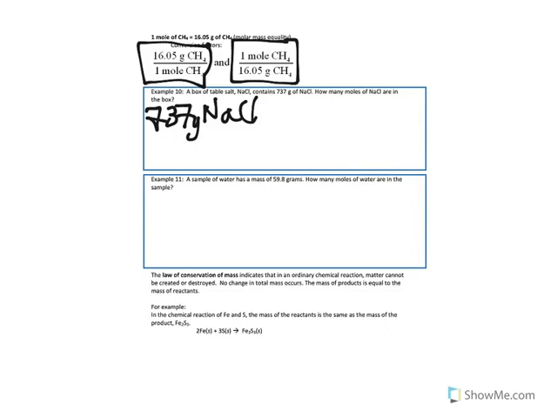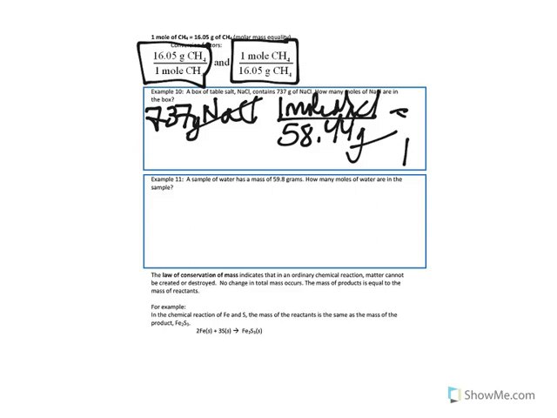So our conversion factor says that 1 mole of sodium chloride weighs 58.44 grams. We have 737 grams. We wish to know how many moles that is. So 737 grams divided by 58.44 tells us that there are 12.61, or with our correct figures, 3 significant figures, 12.6 moles of sodium chloride in the box.